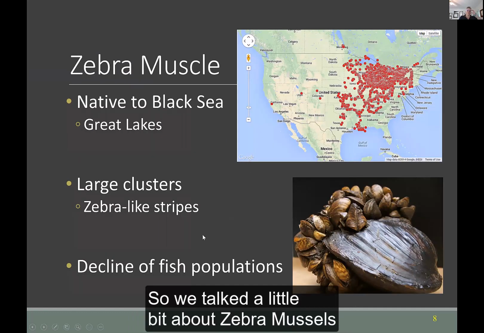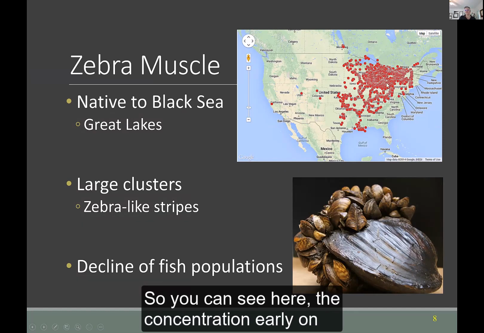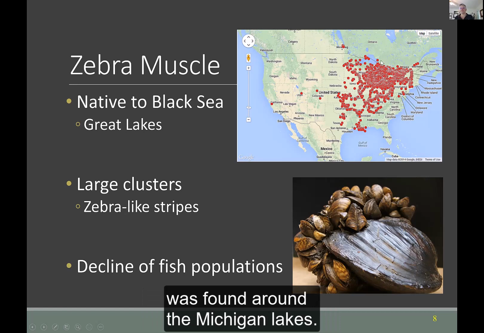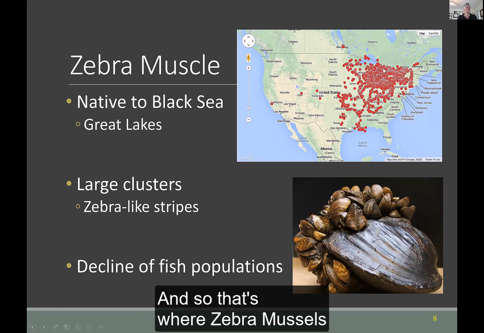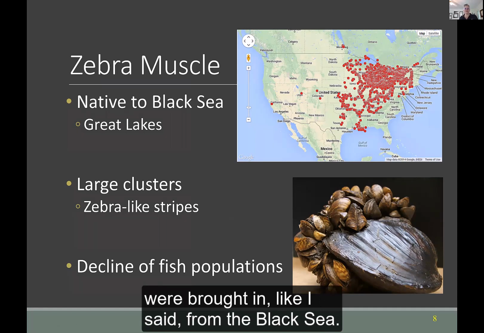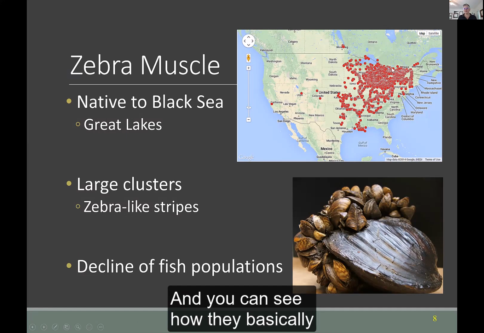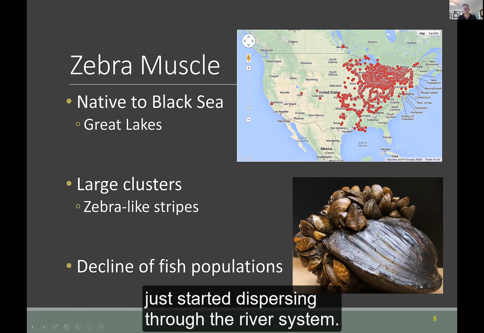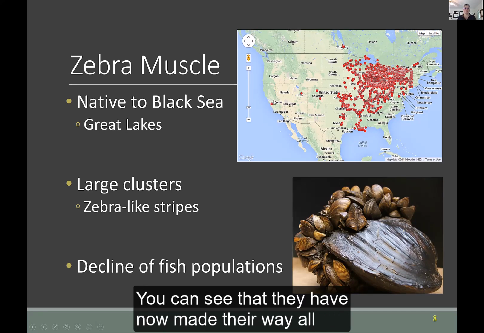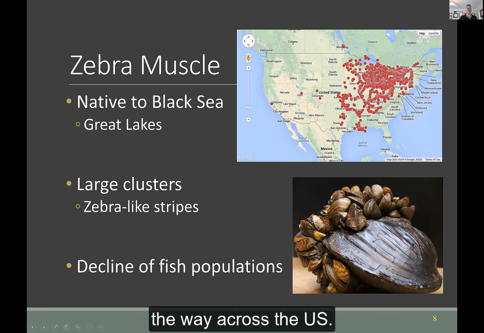So we talked a little bit about zebra mussels. You can see here the concentration early on was found around the Michigan lakes. And so that's where zebra mussels were brought in, like I said, from the Black Sea. And you can see how they basically just started dispersing through the river system. You can see that they have now made their way all the way across the US.